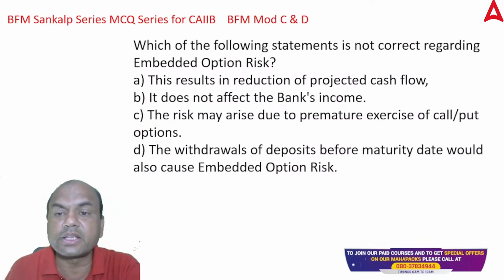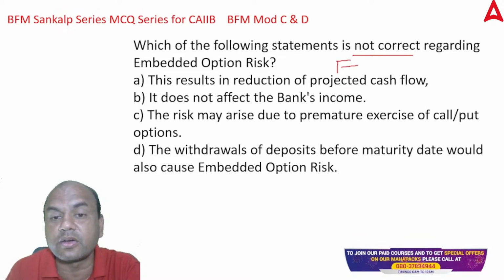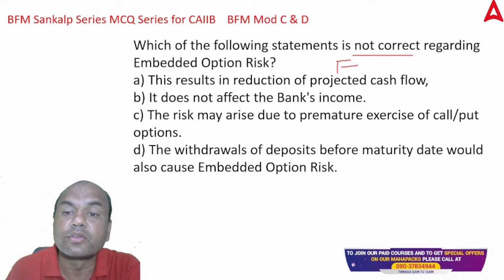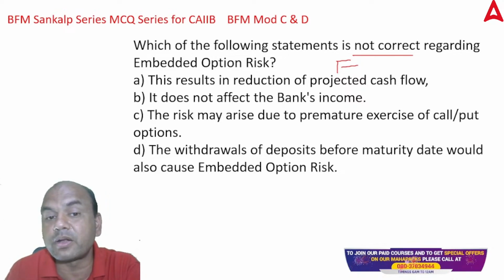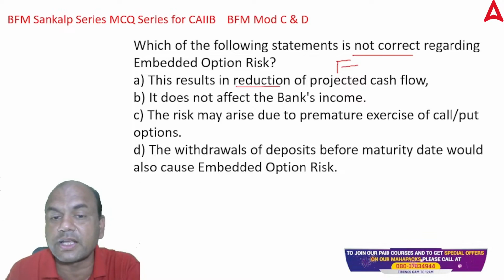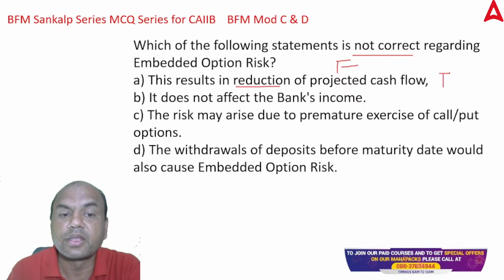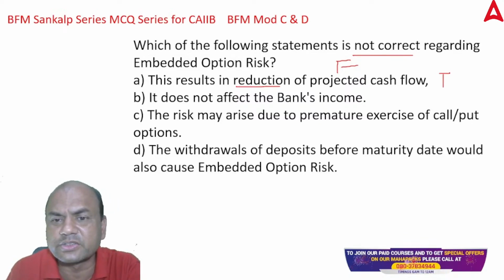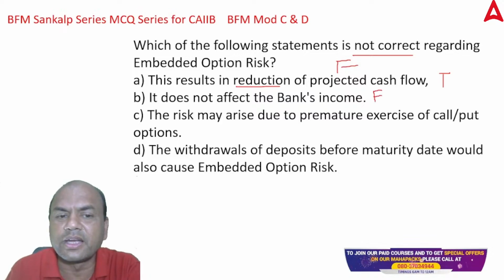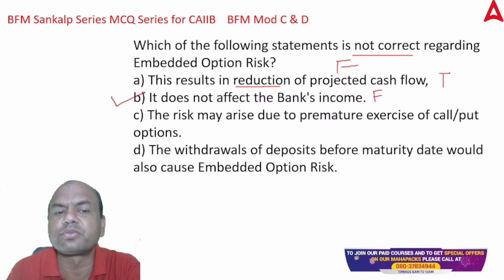Which of the following is not correct regarding the embedded option? We want a false one now. A: This results in reduction of the projected cash flow. Embedded option, reduction in the projected cash flow, yes, that is true. So we want a false one. B: It does not affect the bank's income. What is this? Does not affect? It is false. It does affect. So B is the right answer.